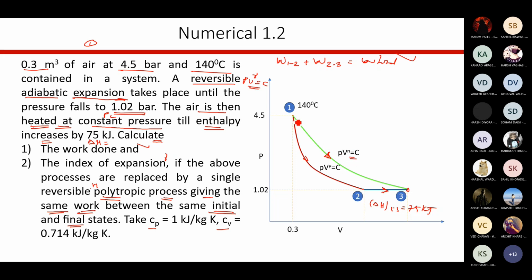Now why I am replacing this process from initial state and final state? Because they have said that the initial and final states will remain one and the same. And how I should use this process is whatever the work done I am taking for the first case, sum of these two works, the same work should be there in this process. This is the condition. And under such condition, what is this index n? This is what they have asked. Is it clear?